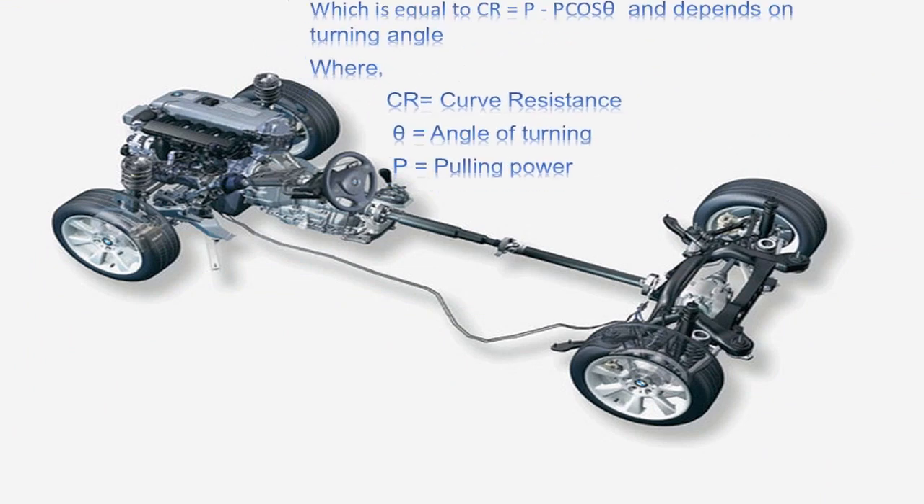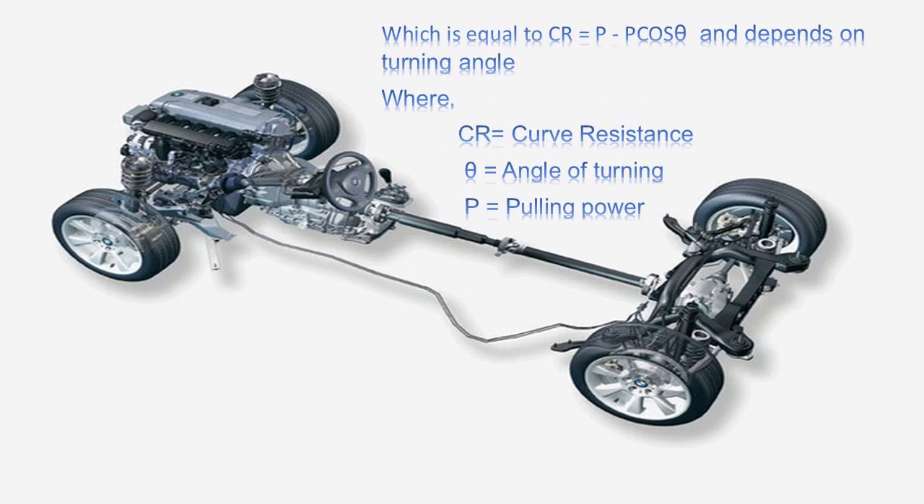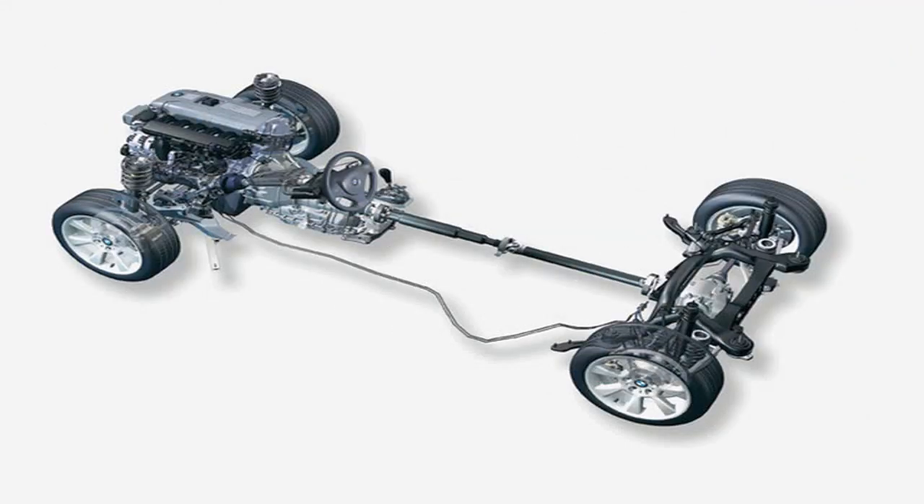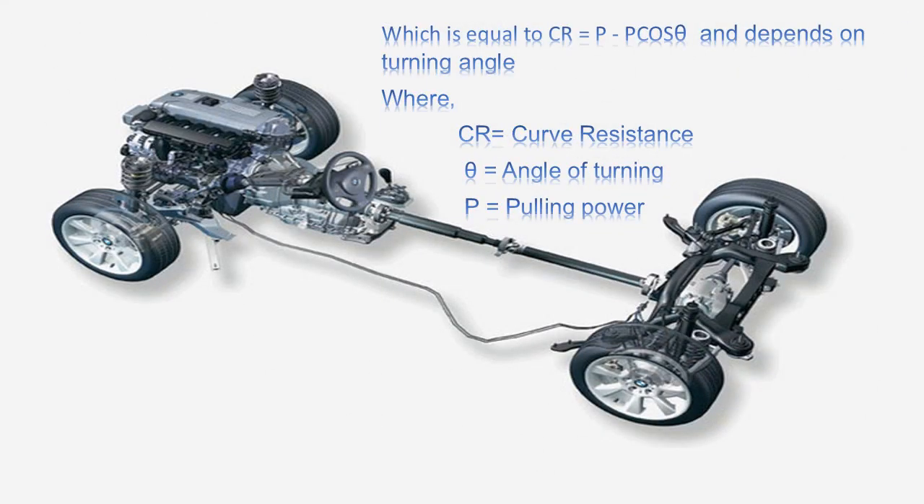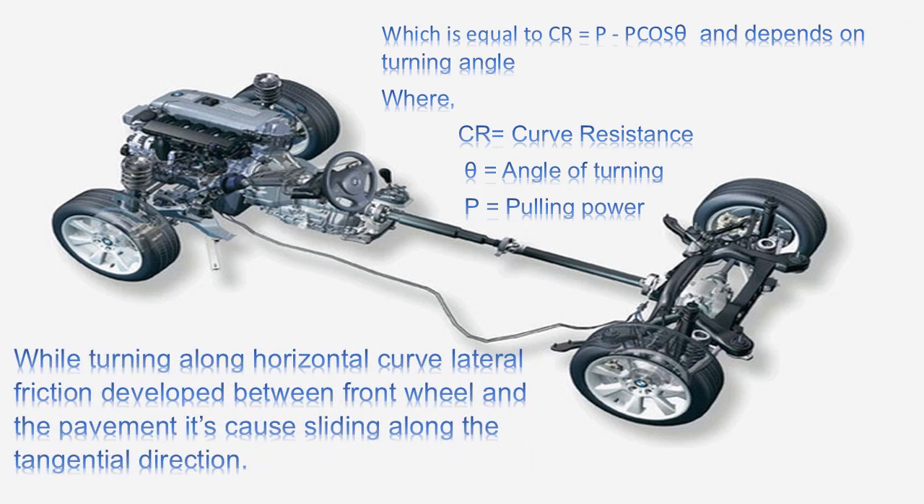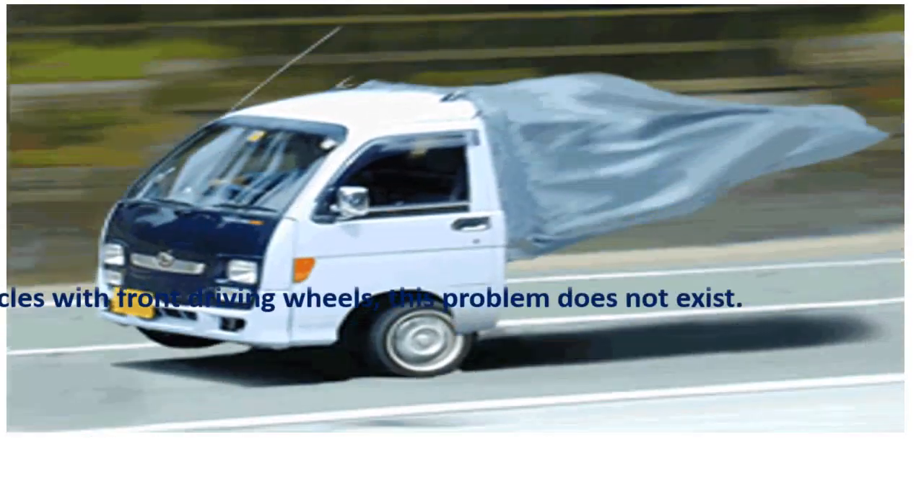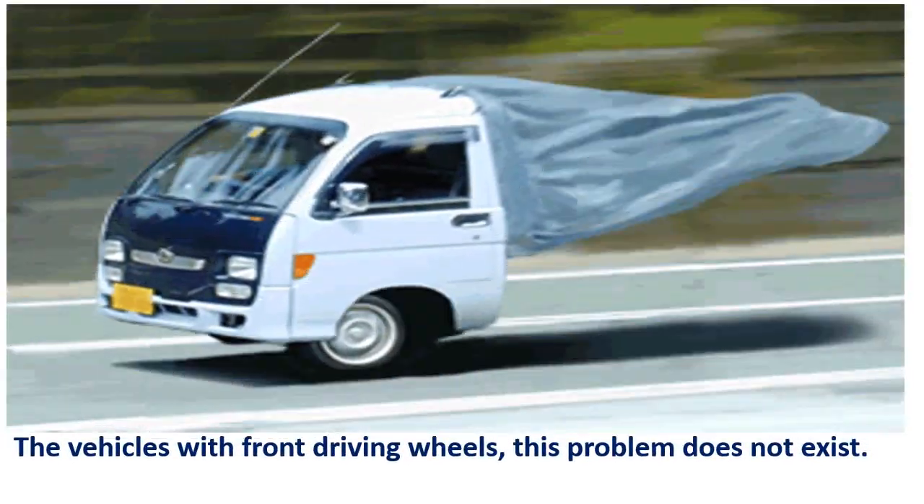CR equals P minus P cos theta and depends on the turning angle, where CR equals curve resistance, theta equals the angle of turning by the front driven wheels, and P equals the pulling power of the vehicle. While turning along a horizontal curve, lateral friction develops between the front wheel and the pavement. It causes sliding along the tangential direction. In vehicles with front driving wheels, this problem does not exist.